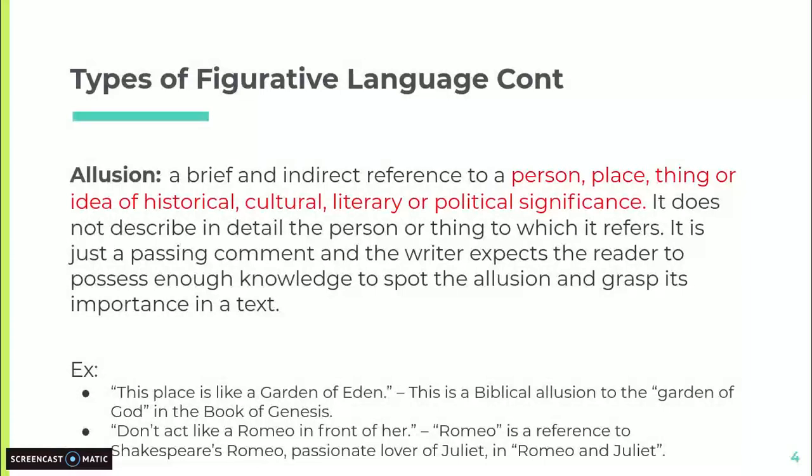Then there's the second one here: don't act like a Romeo in front of her. Now, all of you know, because you read Romeo and Juliet, that Romeo is a reference to Shakespeare's Romeo. He's a passionate lover of Juliet, but he had some short-sightedness and kind of a fiery temper, and his love put him in a bad place. So that might mean something like, hey, keep your head on your shoulders. We know you like her, but please just try to keep it together and don't do anything stupid.